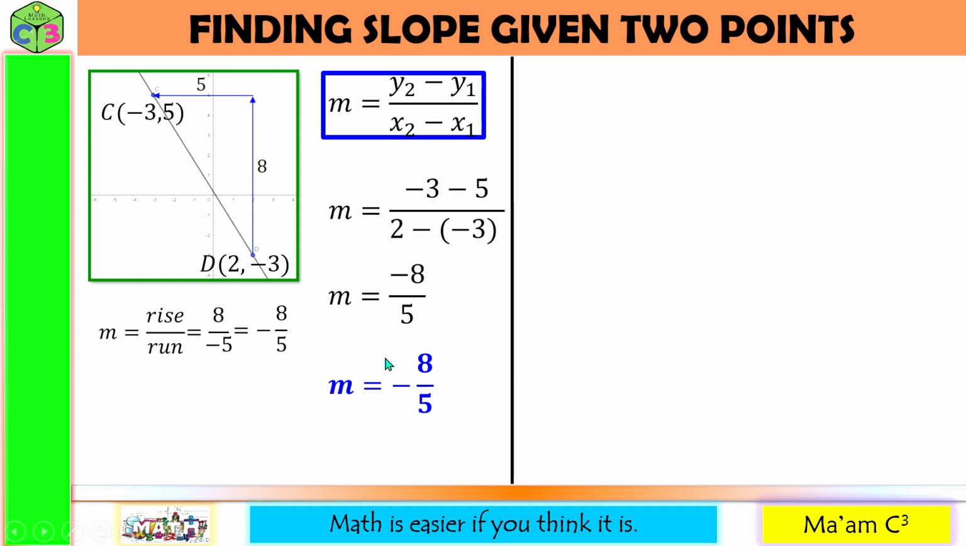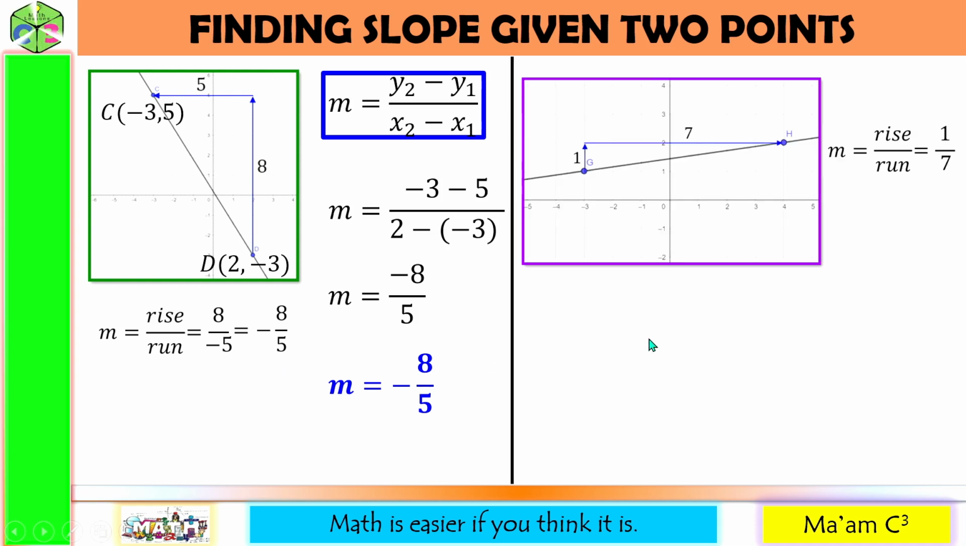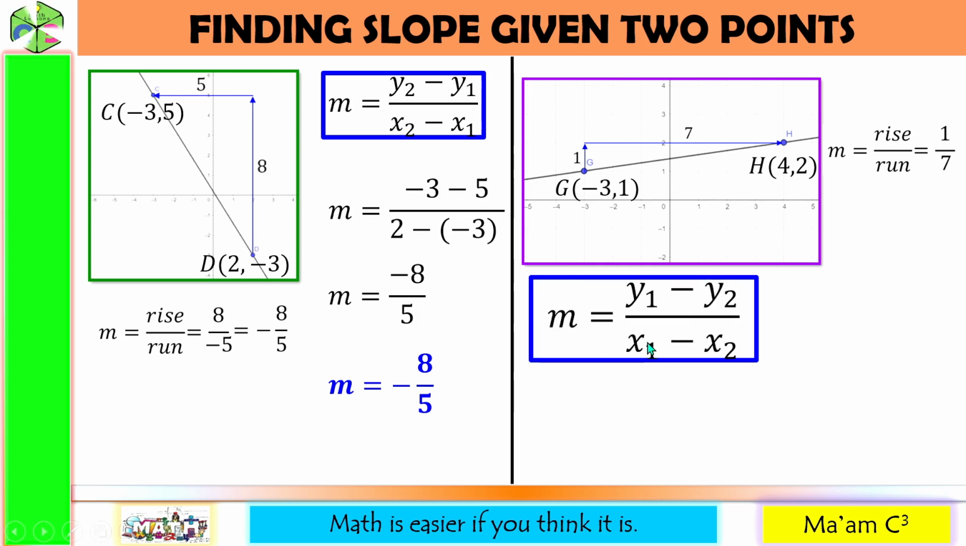Let's have the last one, our third graph earlier. So again, let us determine first the coordinates of the point. So point H here would be positive 4, positive 2, 4 comma 2, while point G is negative 3, positive 1. This time, I'll make use of y sub 1 minus y sub 2 all over x sub 1 minus x sub 2. My first point would be point G, while my second point would be point H. So y sub 1 is 1 minus 2 all over negative 3 minus 4.